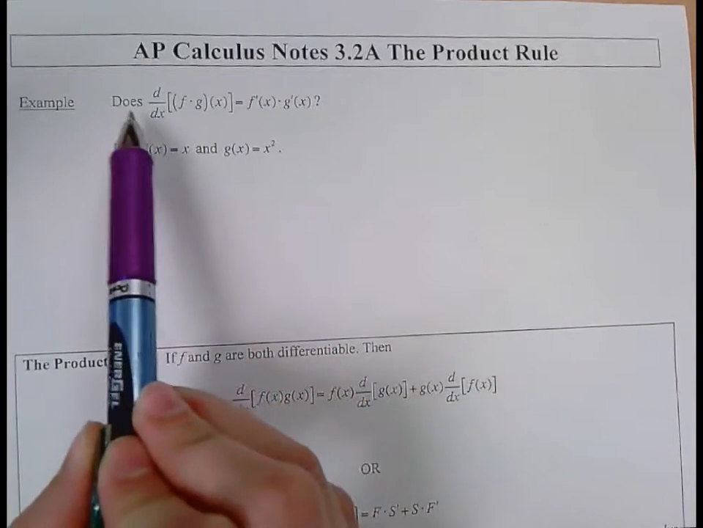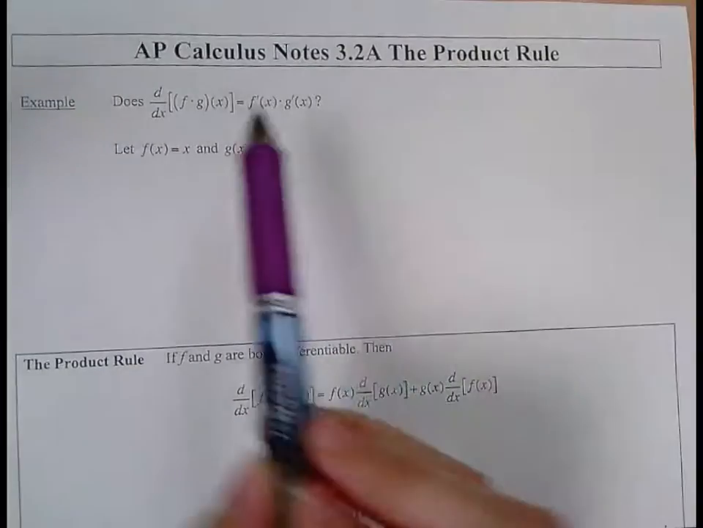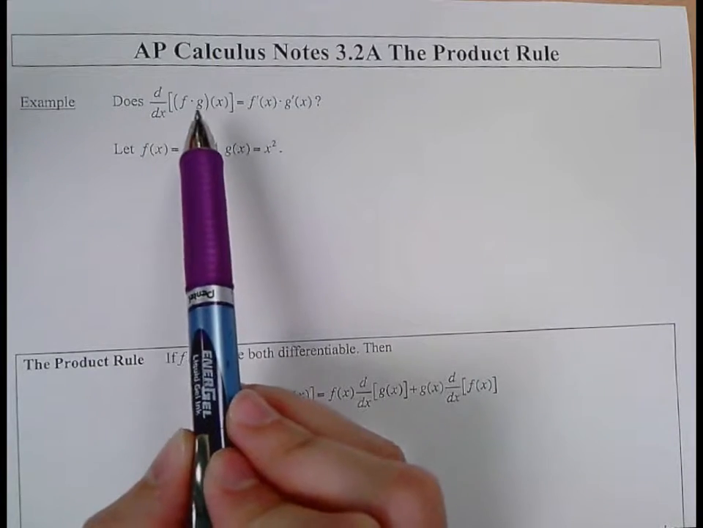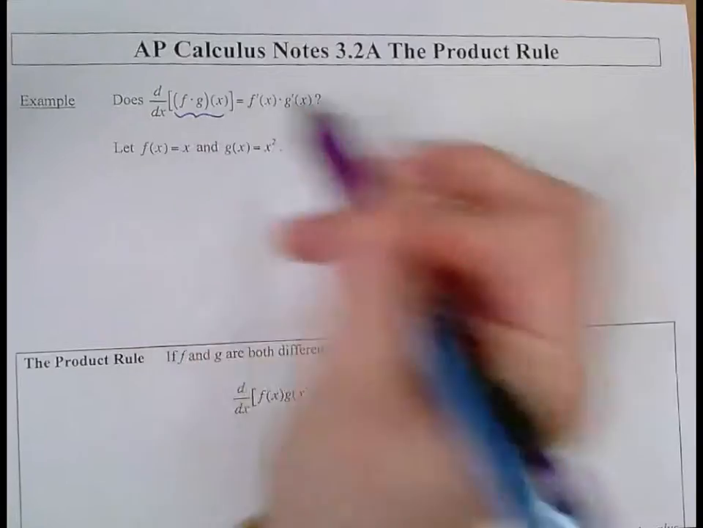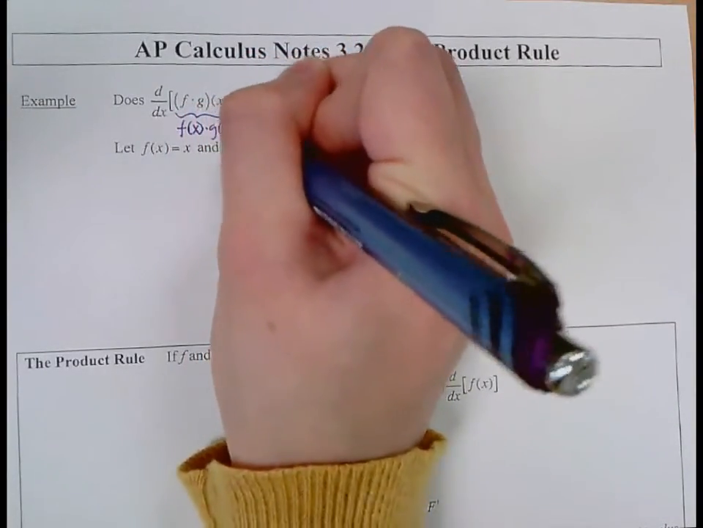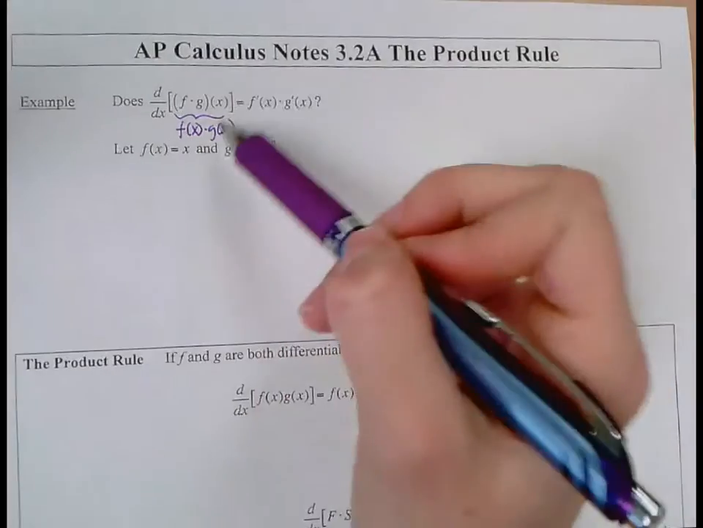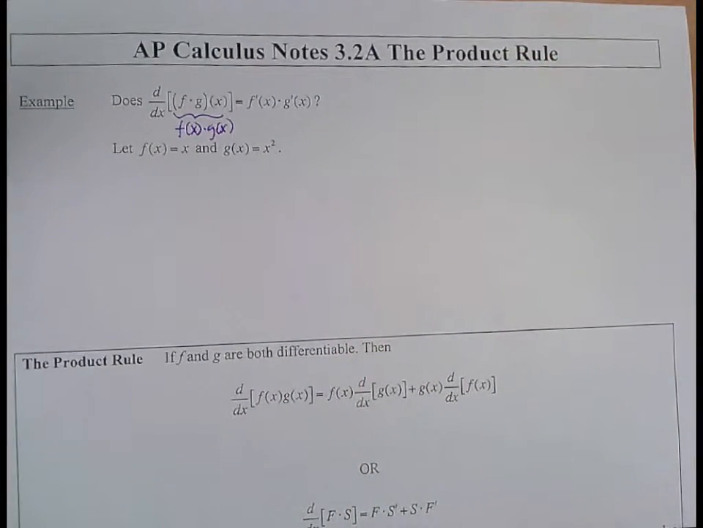So I have the question. I know I'm telling you ahead of time it's not going to work. But it says, does the derivative with respect to x of the function f times g of x, so this is just another notation for f of x times g of x, equal f prime times g prime? So can you take the derivative of f and the derivative of g and then just multiply them?